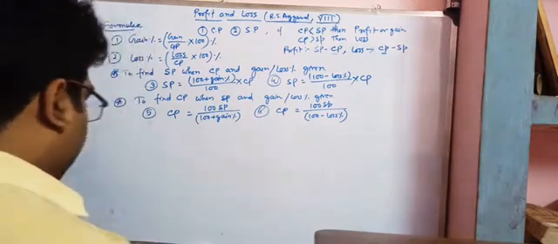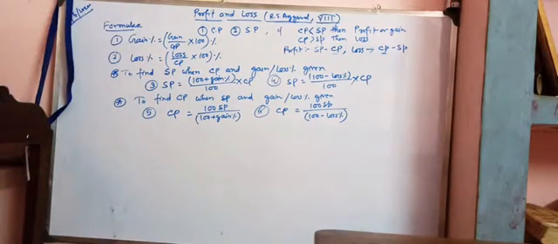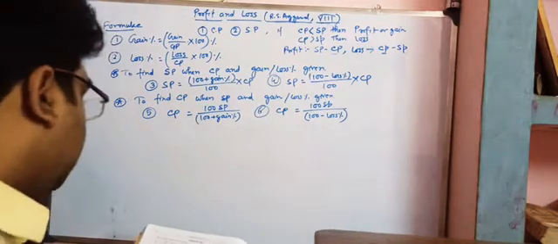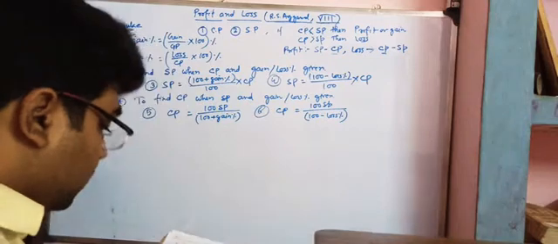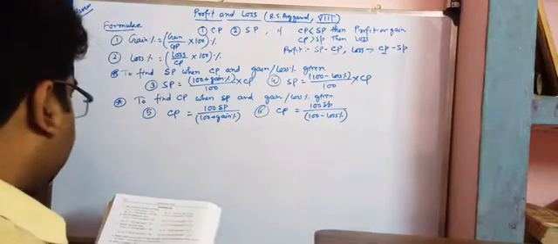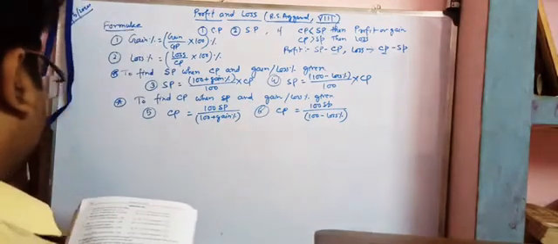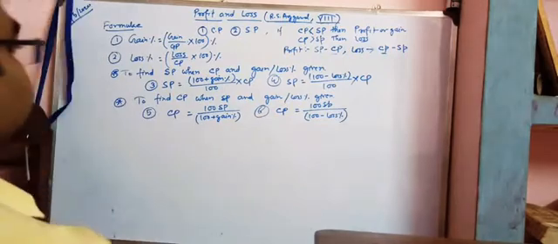Now from exercise 10A, cost price and sale price are given, and you have to find the gain or loss. So you have to put in the formula. The first question of exercise 10A.